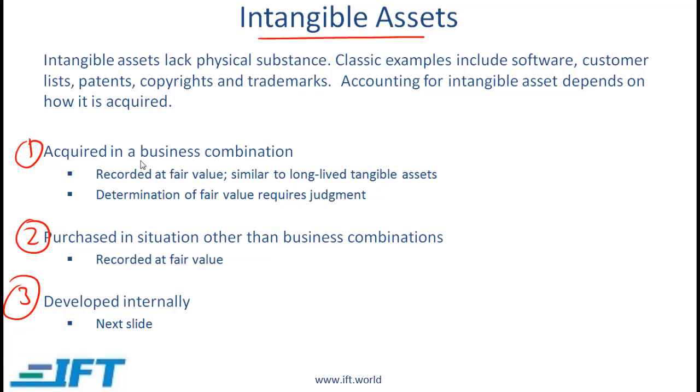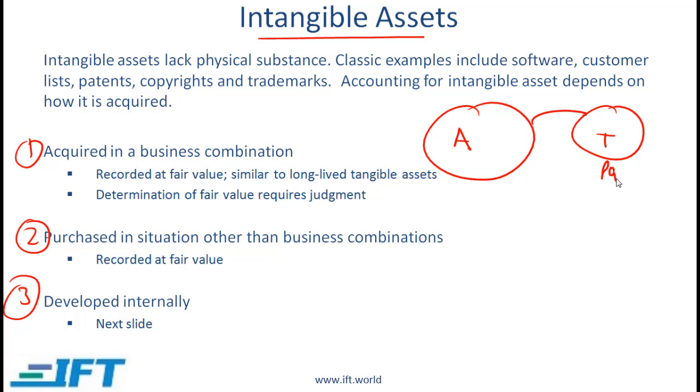Number one, acquired in a business combination. This simply means that you have a company A, which is the acquirer. This acquires a company T, which is the target company. Let's say that company T has some patents, and the fair value of these patents is 100. Once T is acquired and all assets of T come to the balance sheet of A, including the patent, it needs to be shown at fair value.